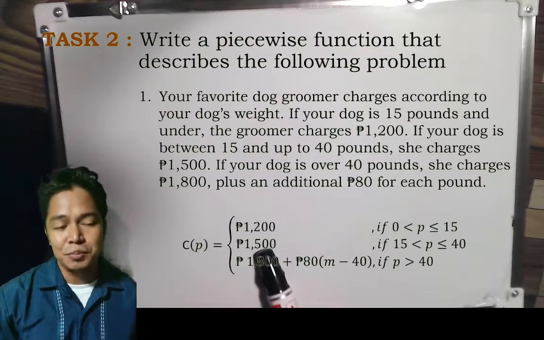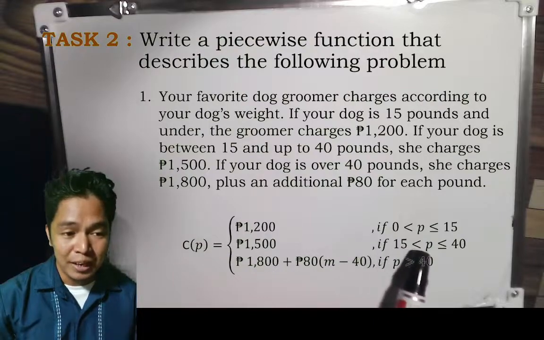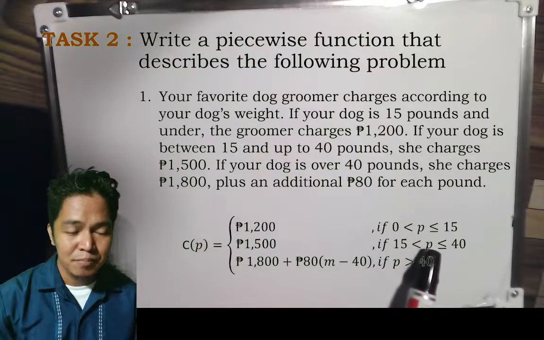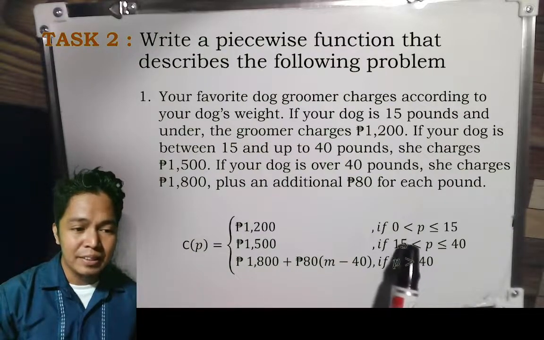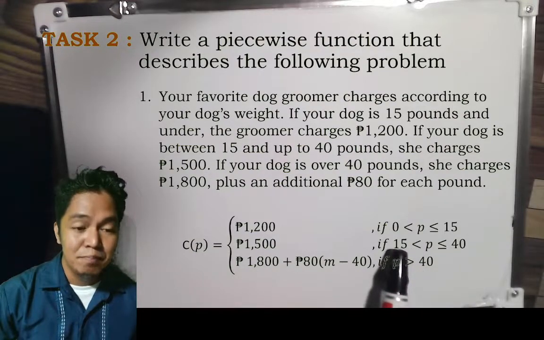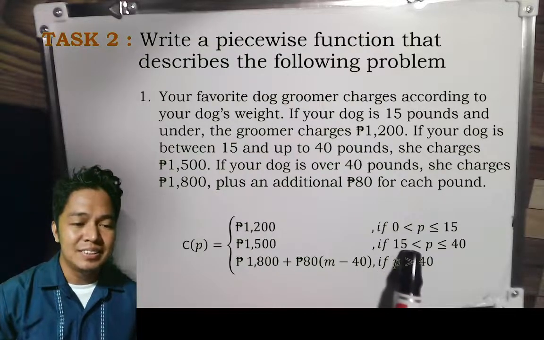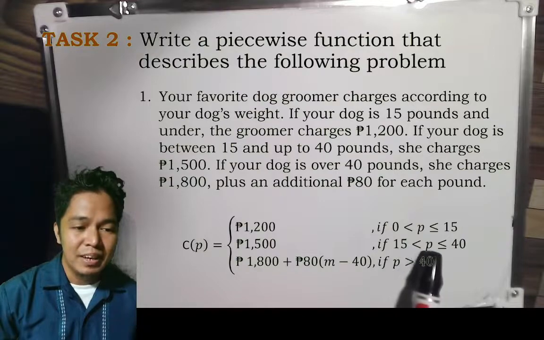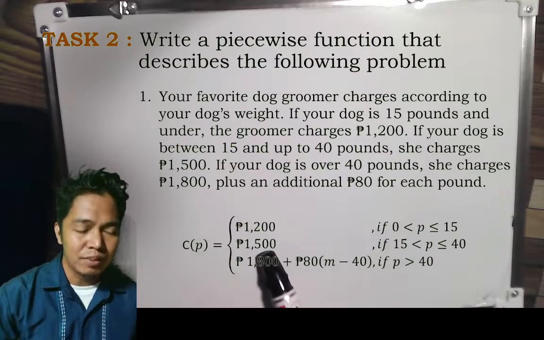At i-charge naman sa iyo ay 1,500 kapag ang aso ay nagtitimbang ng less than or equal to 40 pero greater than 15 pounds. So, ibig sabihin, 16, 17, 18 hanggang 40. Ang charge sa'yo is 1,500.